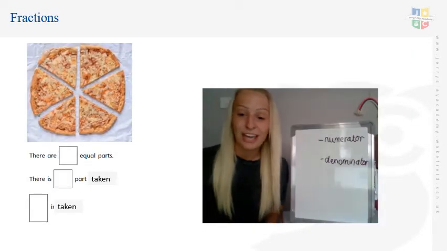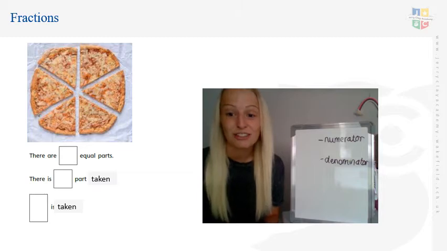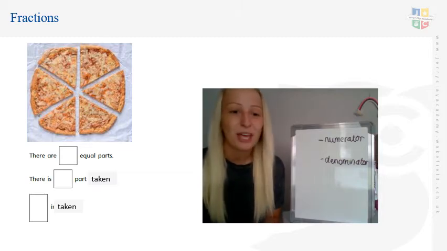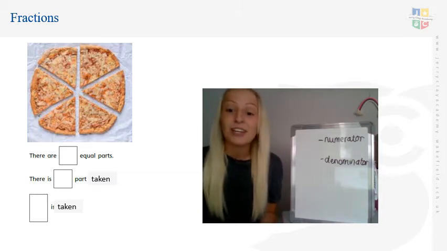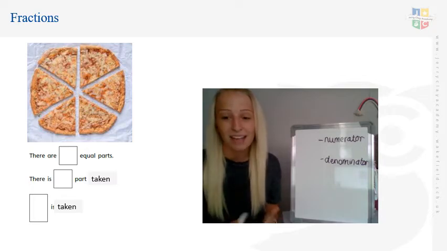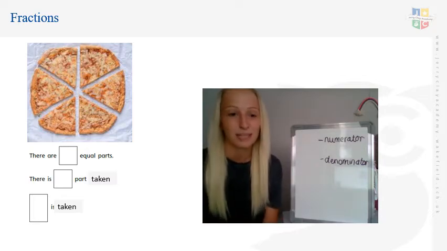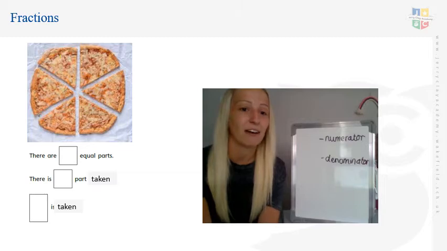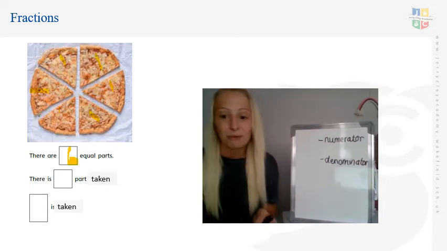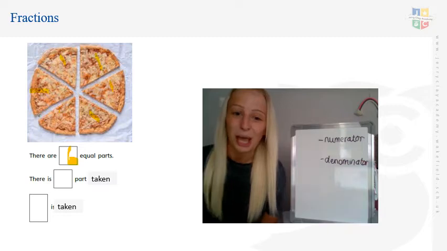Okay, so now we're going to look at how we can use a fraction to represent our pizza this time. So there are something equal parts, so the first thing we need to do is count how many equal parts our whole pizza has been split into. So I have 1, 2, 3, 4, 5, 6. So there are 6 equal parts. And I know they're equal because they're all the same size and shape.